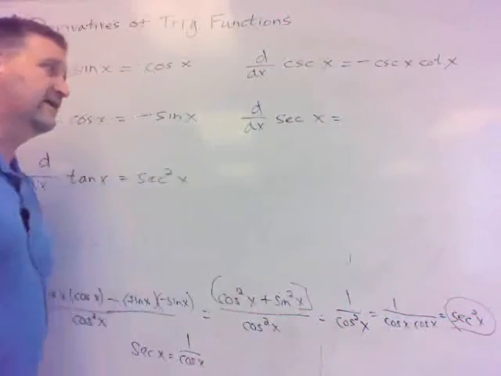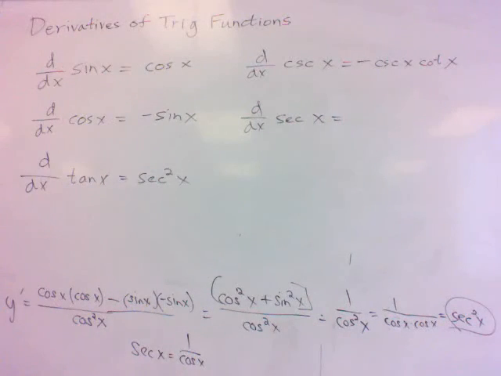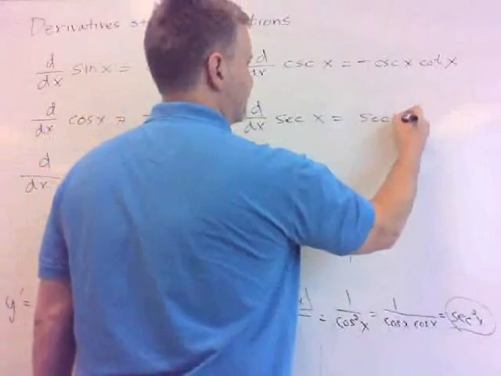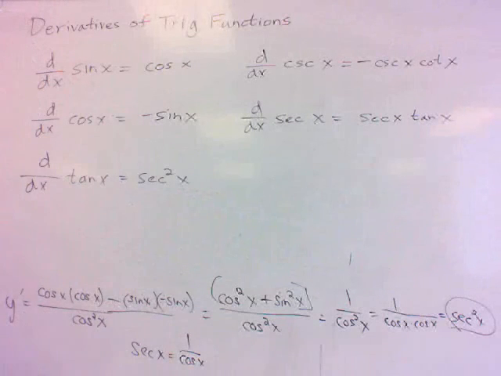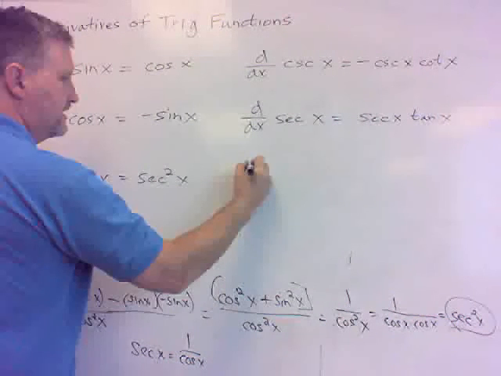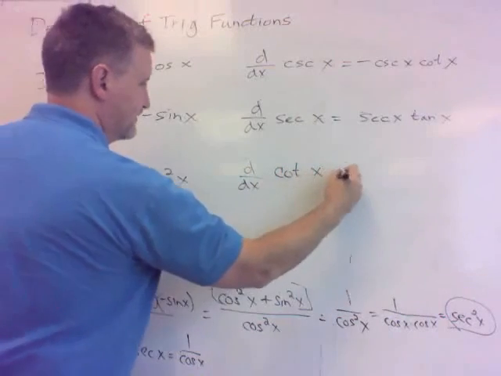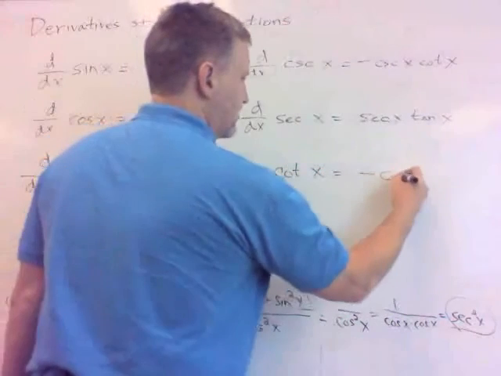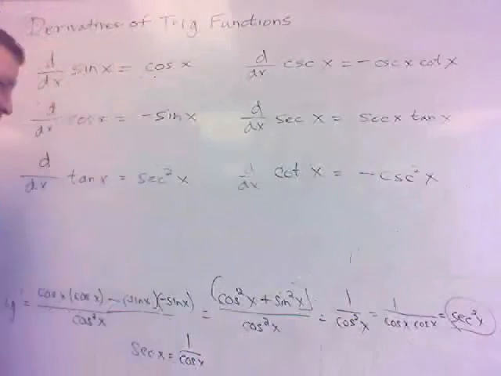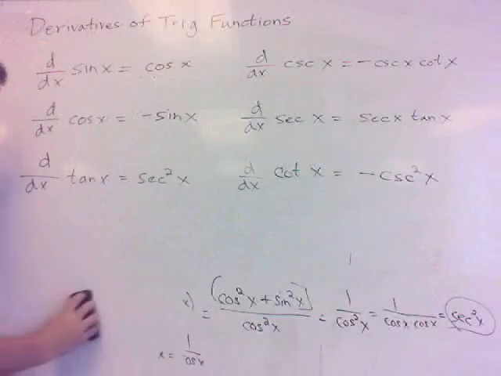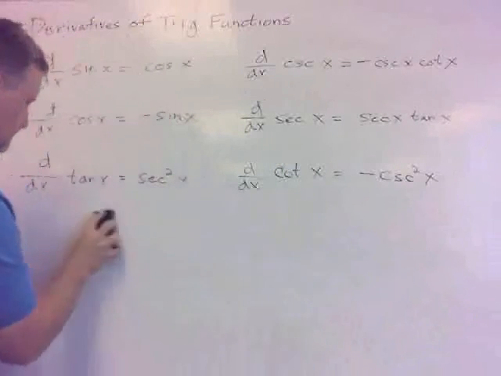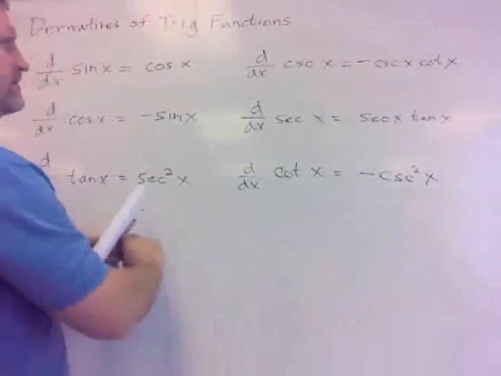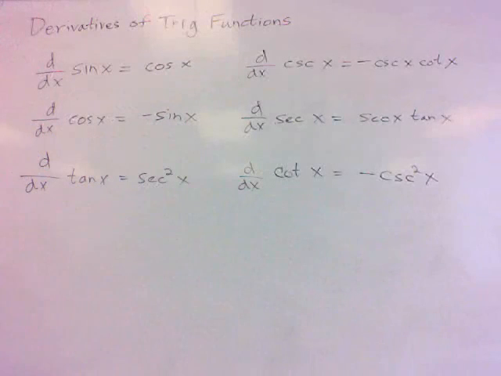Then let's do secant. It turns out the derivative of secant is secant x tangent of x. And then the d/dx of cotangent, last but not least, of the trig functions, is minus cosecant squared x. And there might be a couple in the homework where you actually prove those, like we did the tangent here.